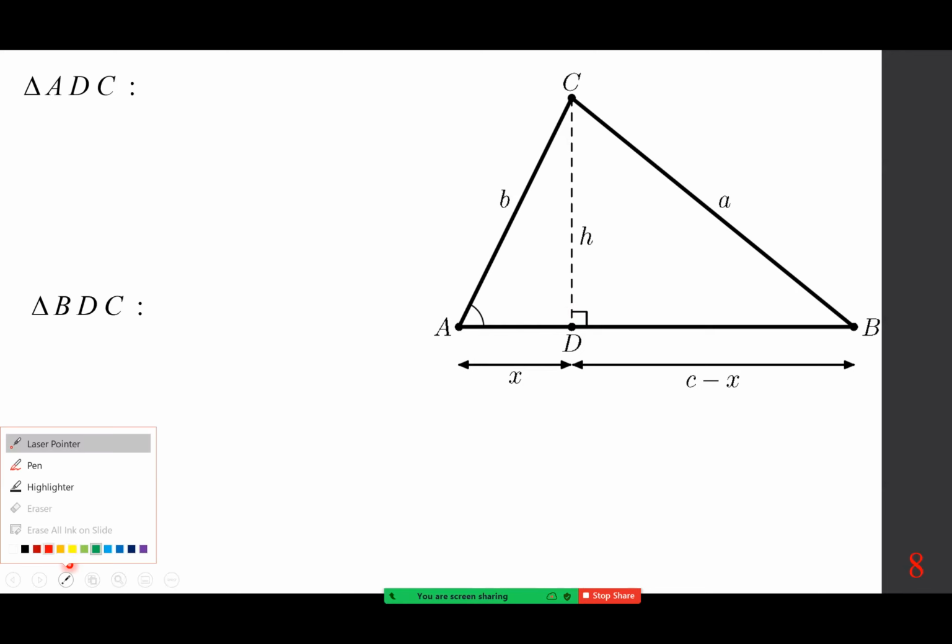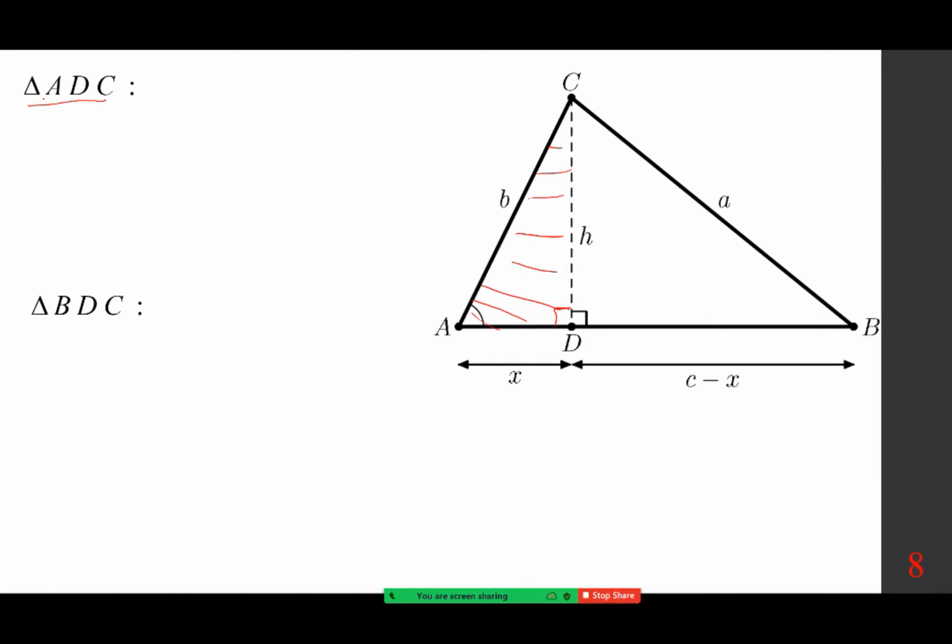So if you look at this one, we can write the Pythagorean theorem. The sides are AD squared plus H squared is AC squared. AD is X, CD is H, AC is B. So X squared plus H squared is B squared.